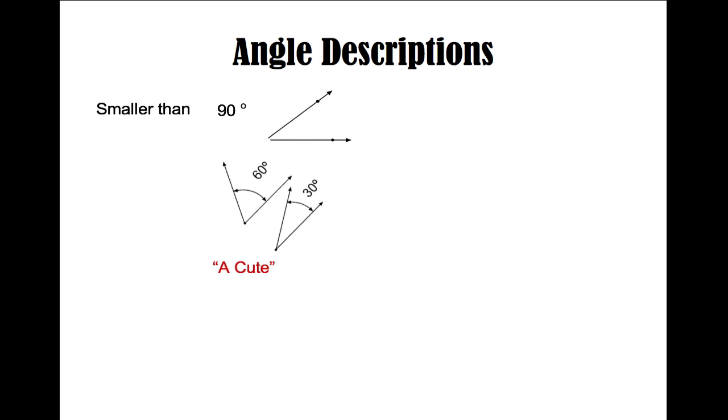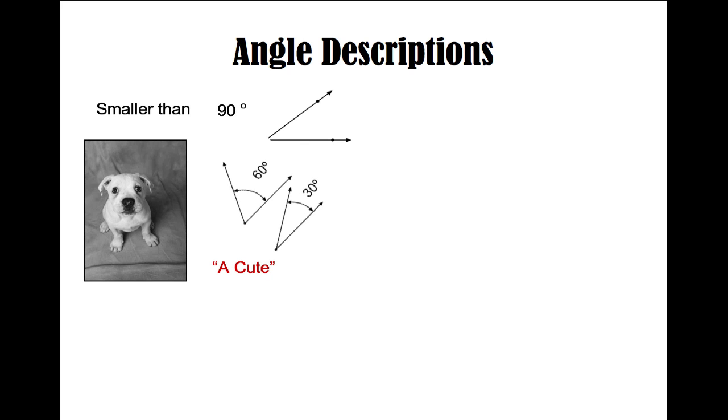There are also some angle descriptions that we use to describe different types of angles. If an angle is smaller than 90 degrees, that could be an angle that's 1 degree, 50 degrees, 75 degrees, or 89 degrees. Anything smaller than 90 degrees is described as being this small little cute angle. They're adorable. They're the smallest of all the angles that we have. These are called acute angles. An acute angle is an angle that's less than 90 degrees.